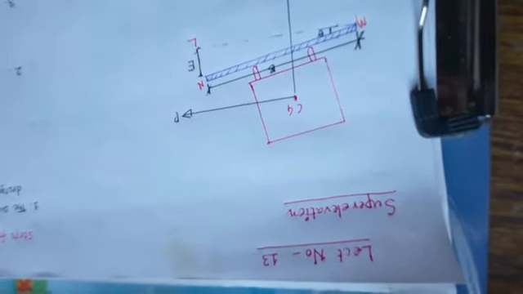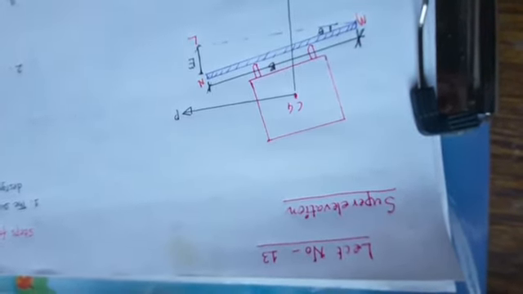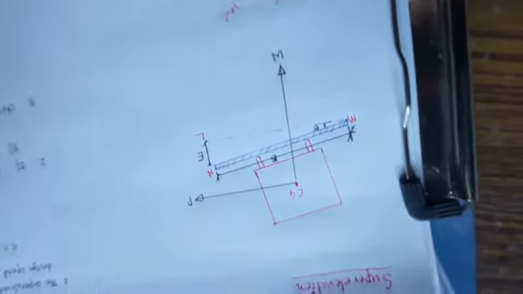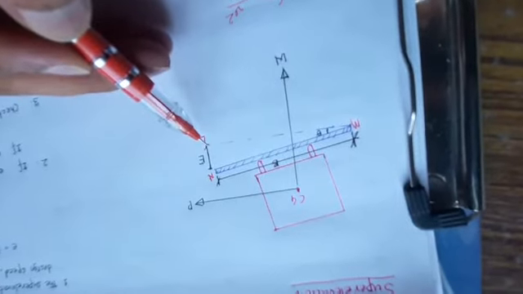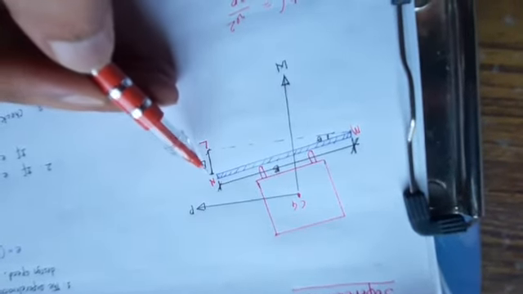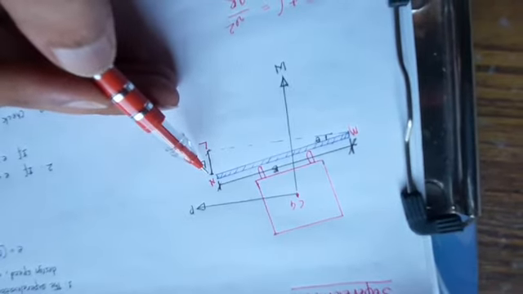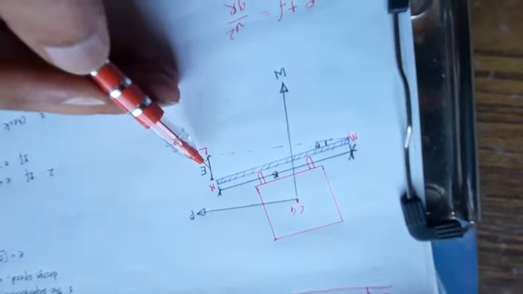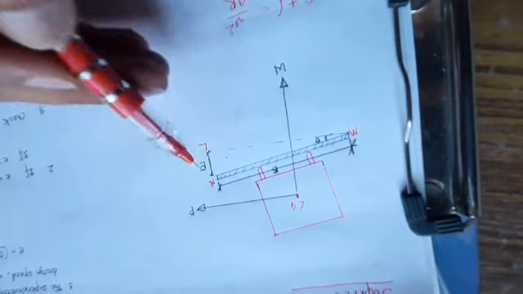Then how to counter these two? To counter that, you have to provide the superelevation. The superelevation is nothing but raising the outer edge of the curve to some height. That is introducing the rate of superelevation at the curves, which will counter the centrifugal force.